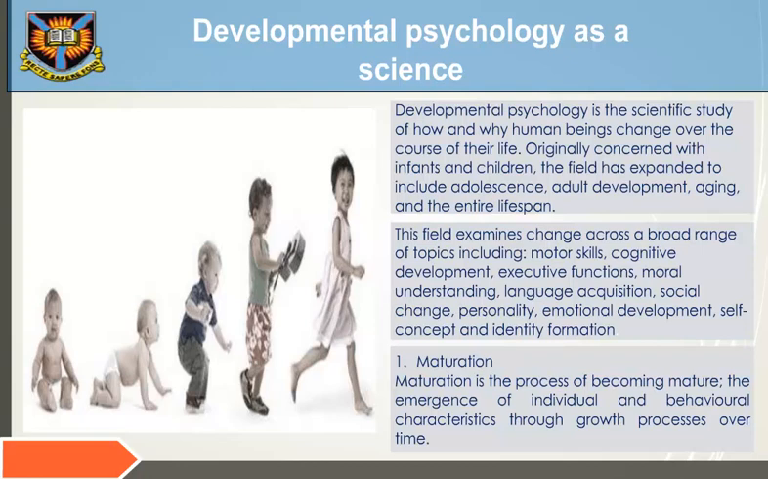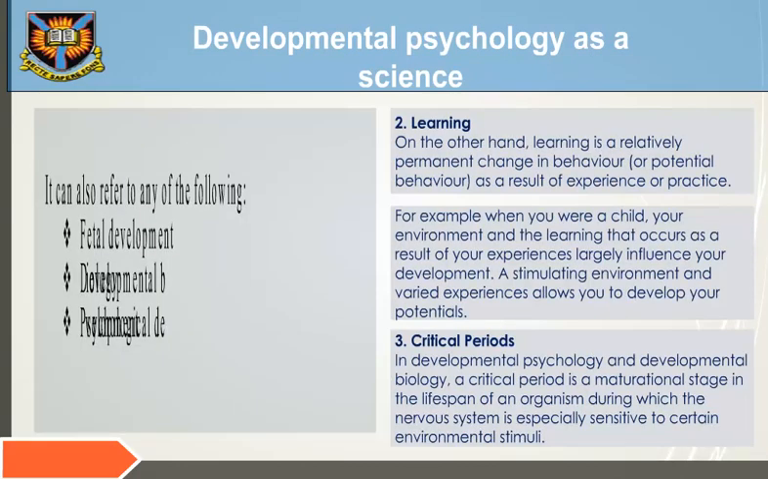1. Maturation. Maturation is the process of becoming mature: the emergence of individual and behavioral characteristics through growth processes over time. It can also refer to any of the following: fetal development, developmental biology, psychological development.